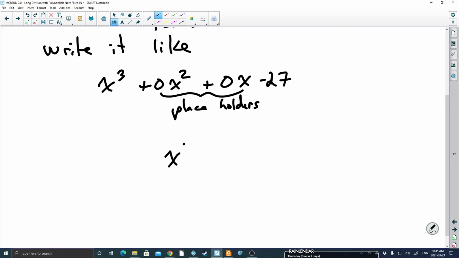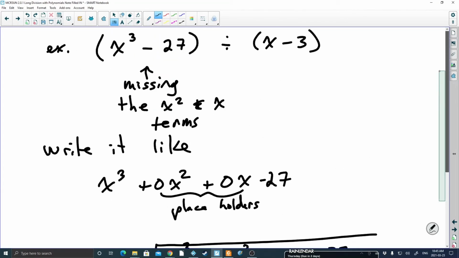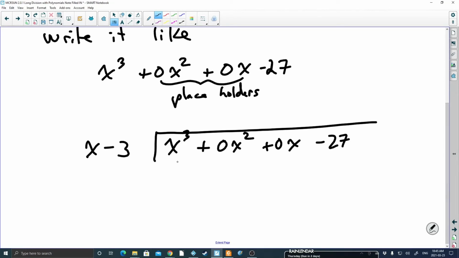So now if I set up my long division, I'm going to divide all of that by x minus 3. Okay, let's see what happens. So I need an x cubed here. So that means I'm going to have to multiply this by x squared. So I'm going to put an x squared here. I'm going to keep it lined up with the x squared, and now you can see the usefulness of my placeholder below. X squared times x is x cubed.